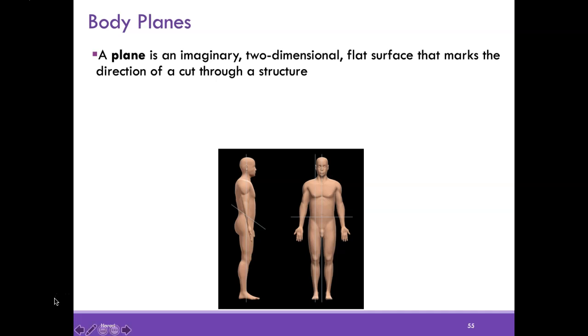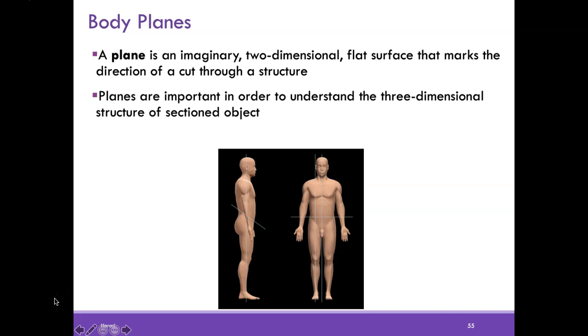So many views of the body are based on real or imaginary slices called sections or planes. A plane is an imaginary two-dimensional flat surface that marks the direction of a cut through a structure. This is very important in order to understand the 3D structure of a sectioned object. A section is an actual cut or slice that shows internal anatomy. But when we say a plane, that's like an imaginary flat surface. And we'll talk about sagittal planes, frontal planes, and transverse planes.